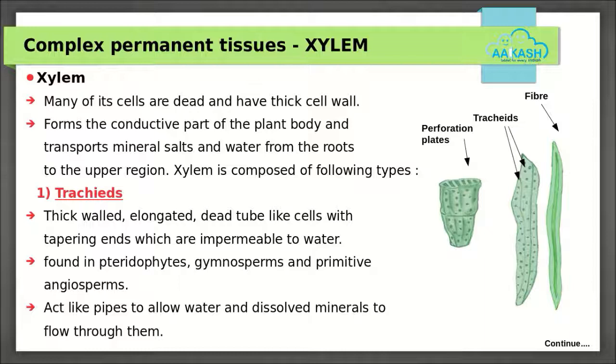1. Tracheids. These are thick-walled elongated dead tube-like cells with tapering ends which are impermeable to water. They are found in pteridophytes, gymnosperms and primitive angiosperms. They act like pipes to allow water and dissolved materials to flow through them. Different elements of xylem are shown in the given figure.